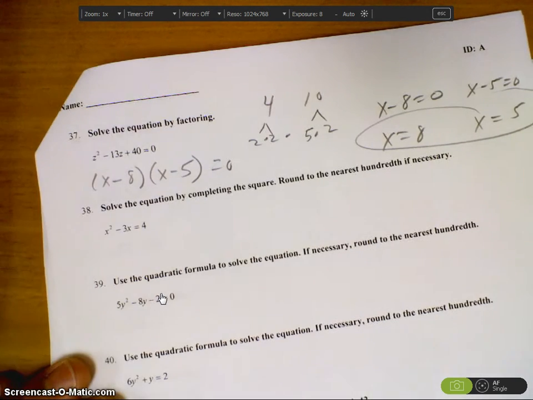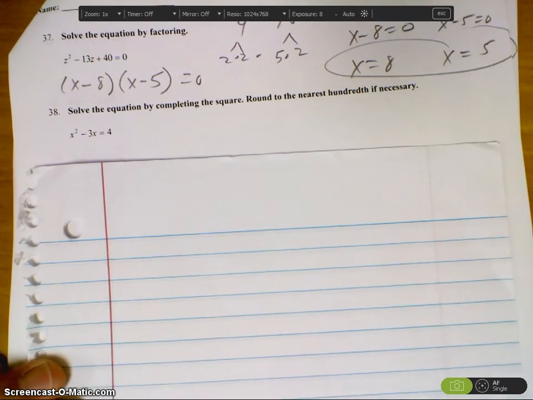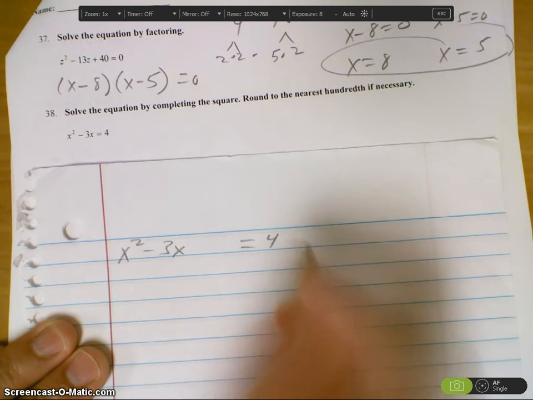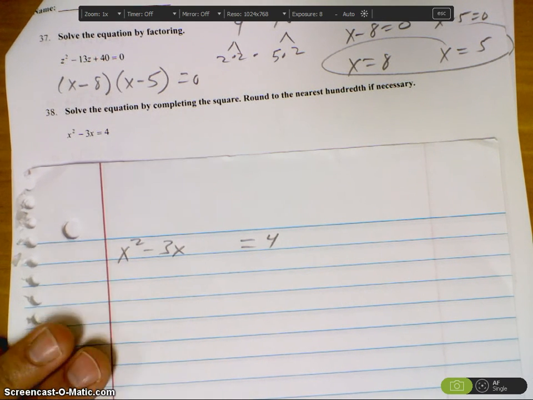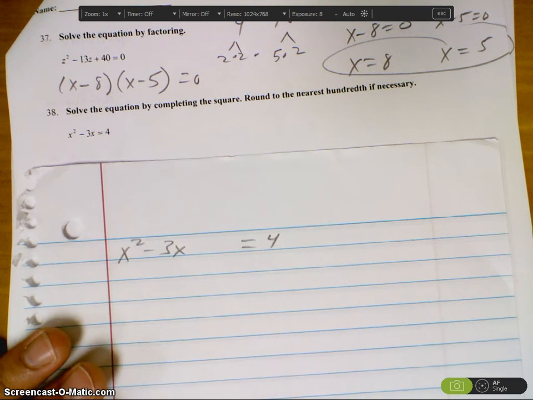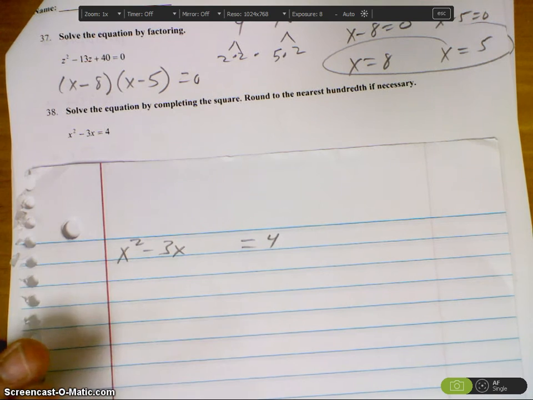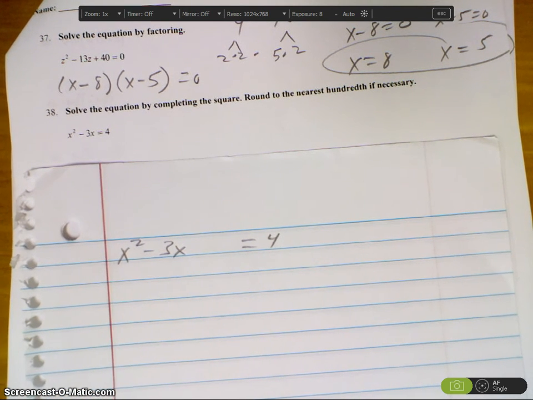All right, 38. Solve by completing the square. I grabbed an extra sheet of paper for this one. So I'm going to start out by writing our equation like that. x squared minus 3x equals 4. Now, again, it's a multiple choice test, so if you can see that this is factorable, which it is, you could just factor this. Or you could use the quadratic formula. It doesn't matter. But I will show you how to complete the square here.